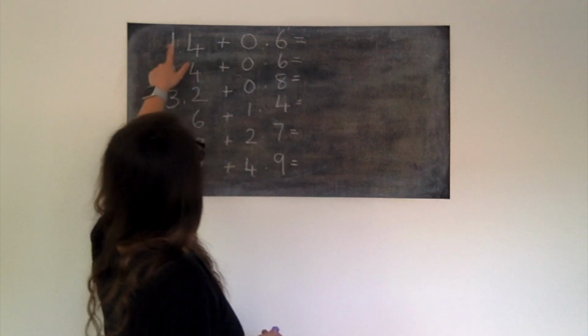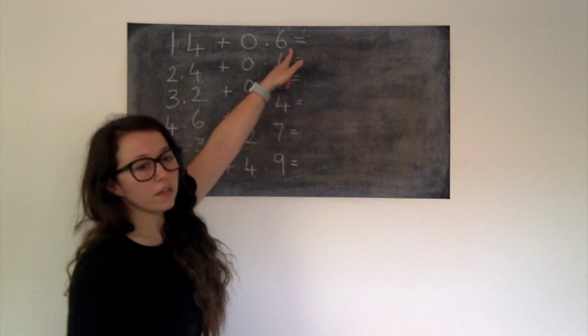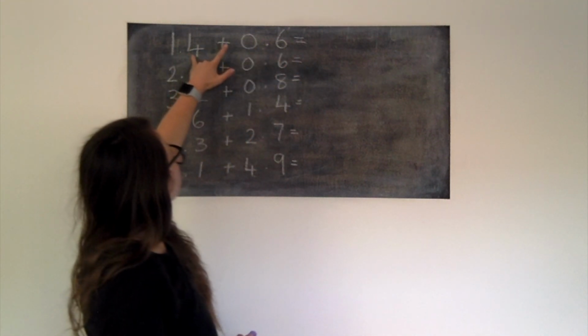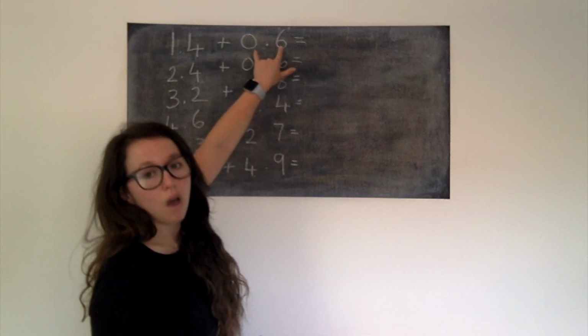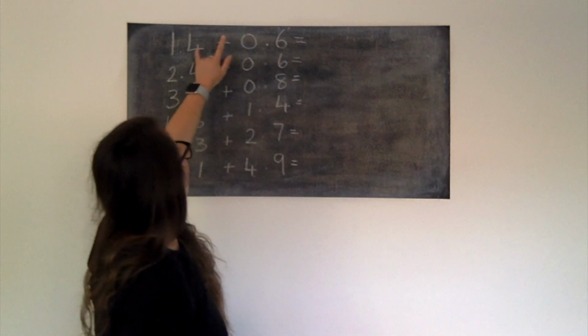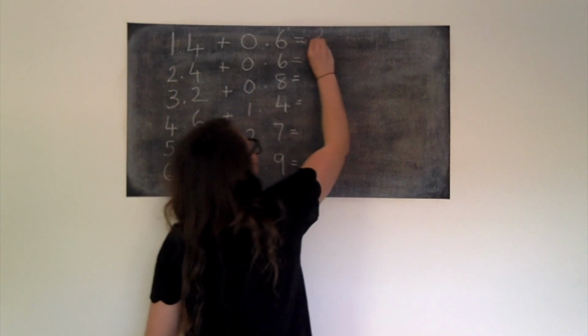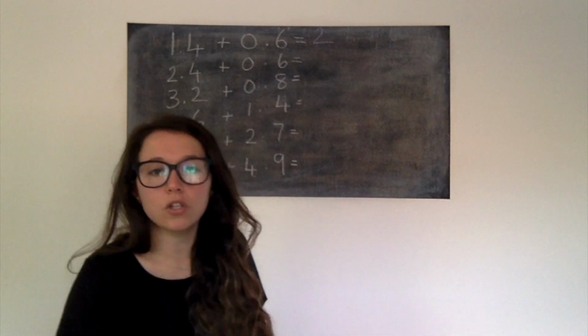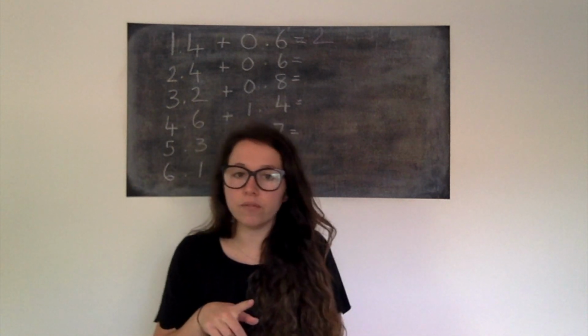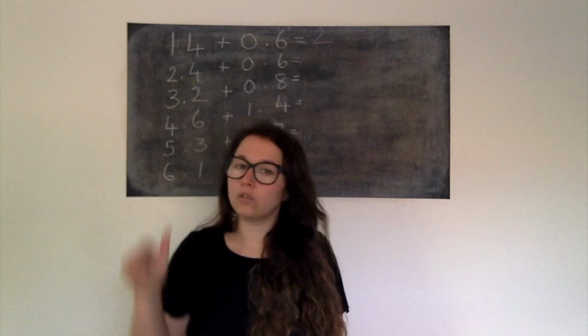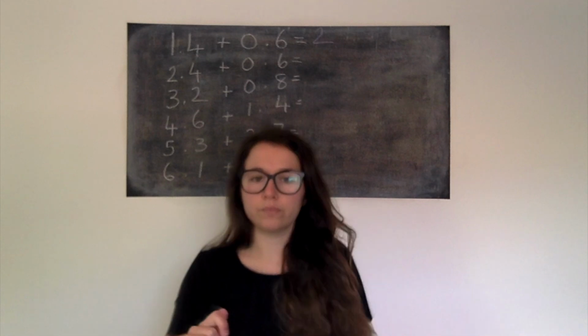So for example, if we've got 1.4 plus 0.6, well, I can recognise that 4 tenths and 6 tenths is a whole, because that's my number bonds. And so one whole and my other whole gives me 2 or 2.0. Okay, so I want you to do these nice and quickly. I want you to pause the video and do them in your head. No written calculations. Off you go.